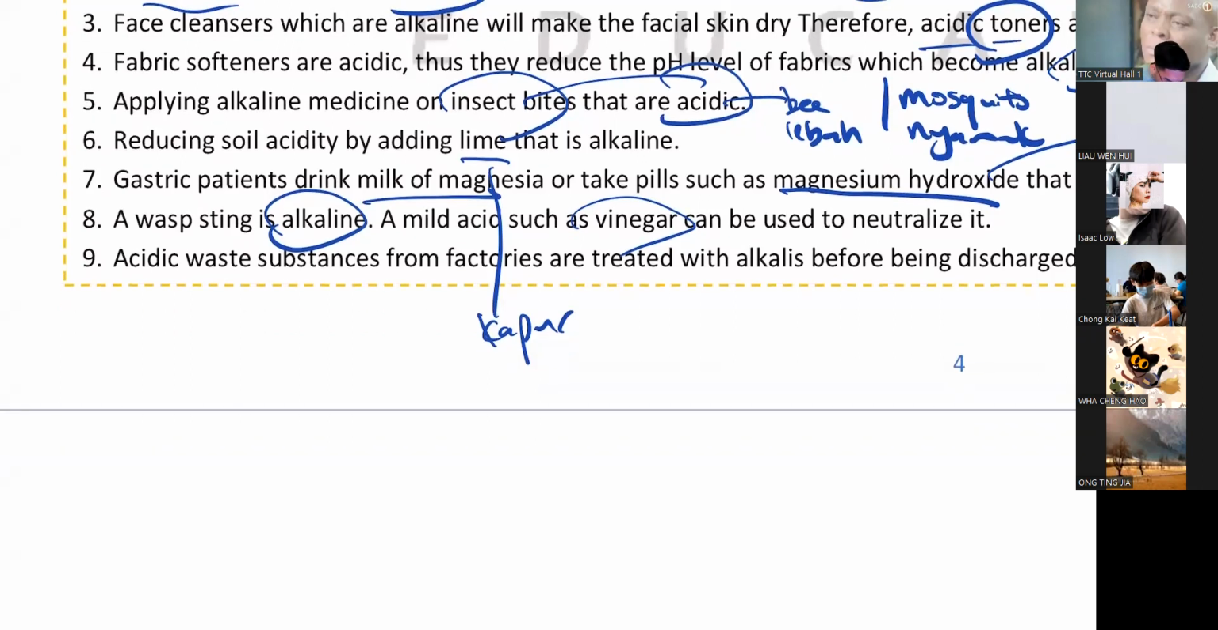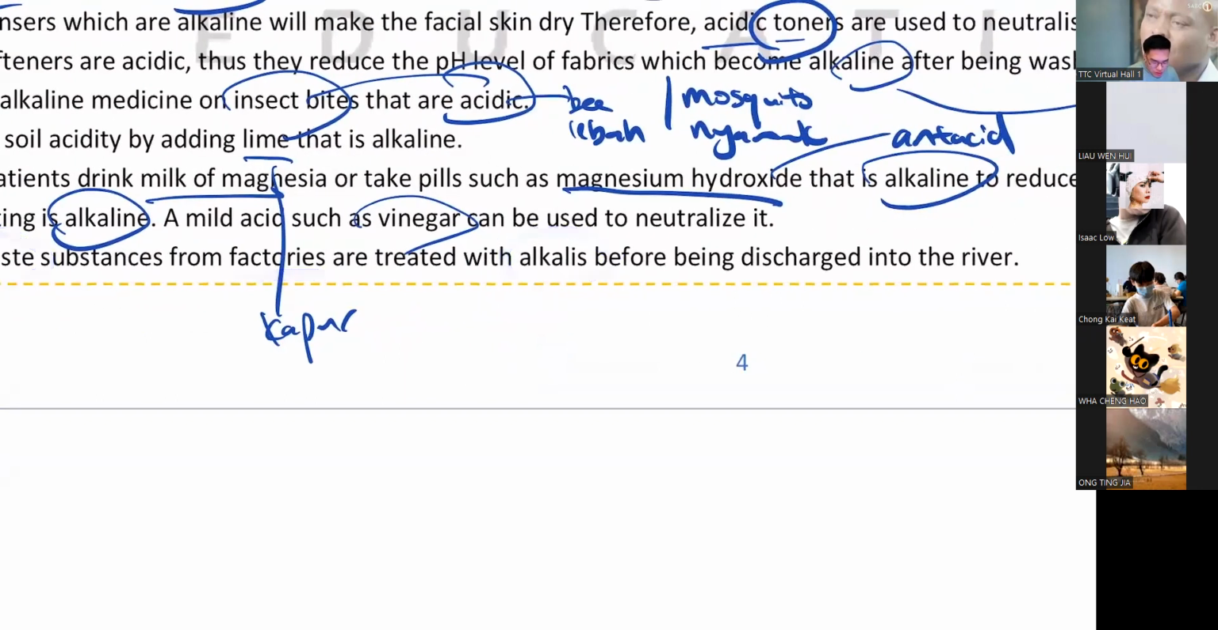Anyway, the last one: if your factory has acidic waste, you treat it with alkaline before you throw it into the river. I mean, you should not throw things into the river, but at least if it's neutral, then it's less harm.